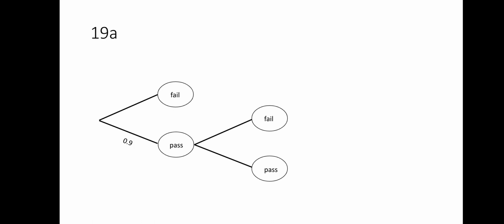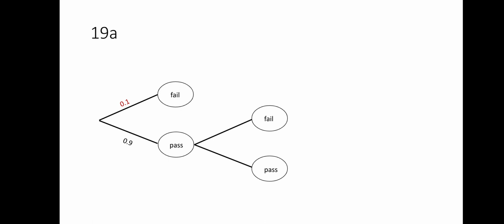So question 19. Items made at a factory have to pass two checks. 90% pass the first check. The items that fail are scrapped. 99% of the items that pass the first check pass the second check, and the items that fail are scrapped. Complete the tree diagram.